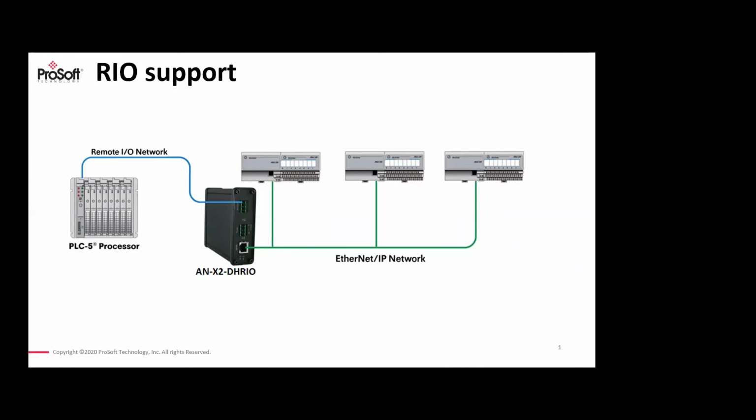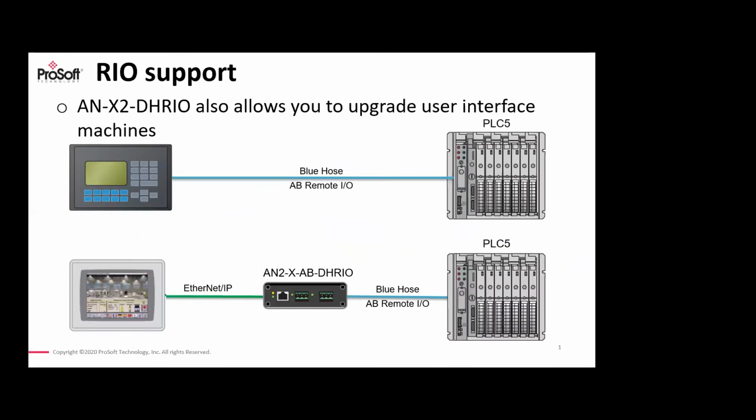And the functionality of the module is not just limited to I/O. You can also use it with HMIs. Say you want to upgrade an old remote I/O HMI to an Ethernet-capable PanelView Plus. You can have the ANX2 sitting between the HMI and the PLC, providing a path of communication and protocol conversion from one machine to the next.